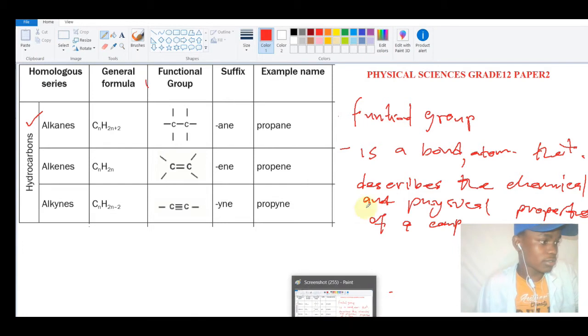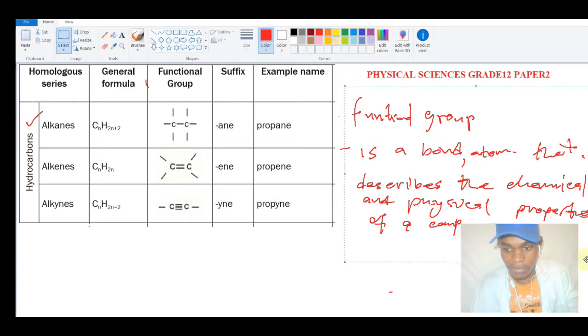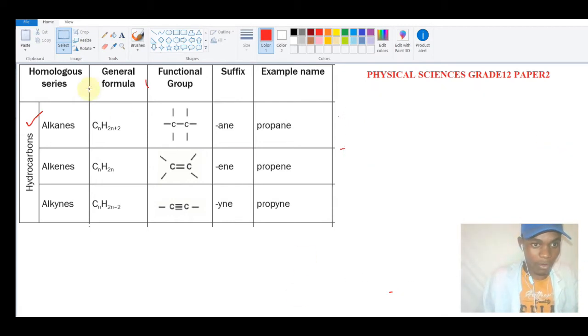Let's go on here. We have already defined a functional group. We have already defined a lot of things now. We can check out the general formula. From the general formula, we can calculate our molecular formula. You just plug in the number of carbons. N is the number of carbons.